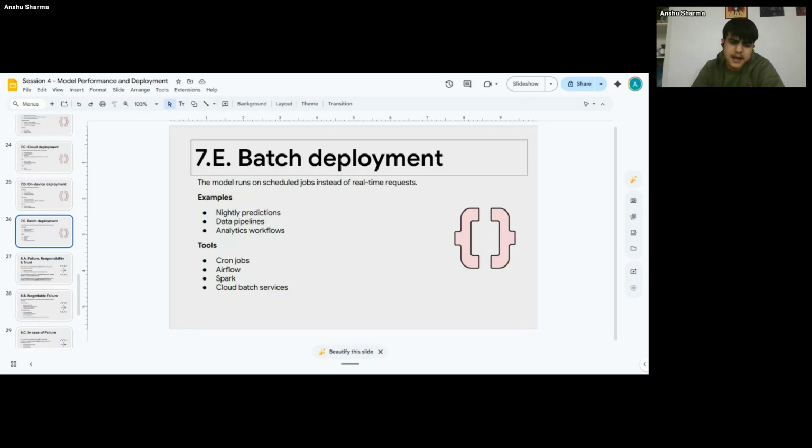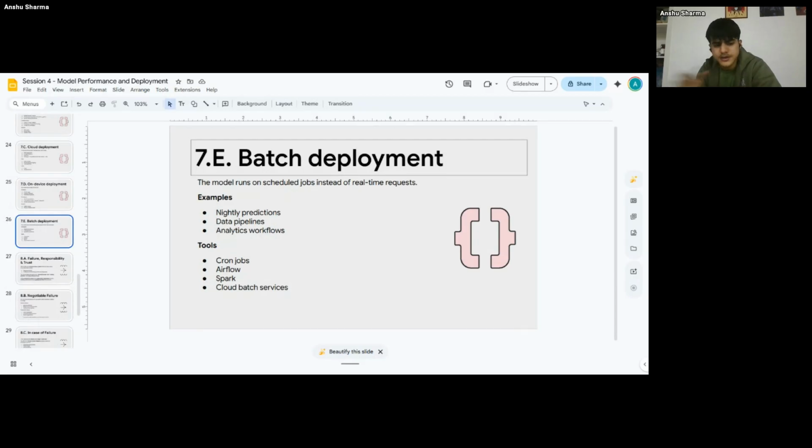The idea for batch deployment is that instead of answering the user upfront, we actually wait. We hold out, we take a bunch of requests, we process all of them, and then we answer the user at some point of time, right? The example here is nightly prediction. Over the course of a day, you take all the user queries, you process them at night, and then you send them out, right?